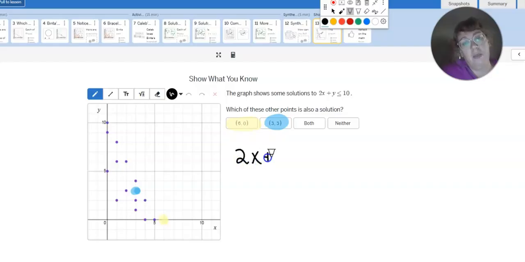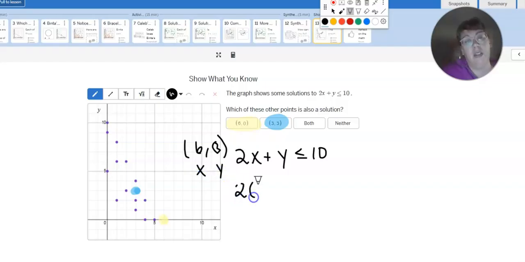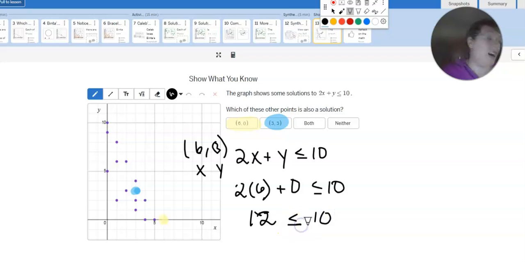So we have 2x plus y less than or equal to 10. For the first one, which is 6, 0, our x is 6 and our y is 0. So we have 2 times 6 plus 0 less than or equal to 10. 2 times 6 is 12. 12 plus 0 is just 12. And 12 is not less than or equal to 10. So this one actually does not work. The yellow one does not work.